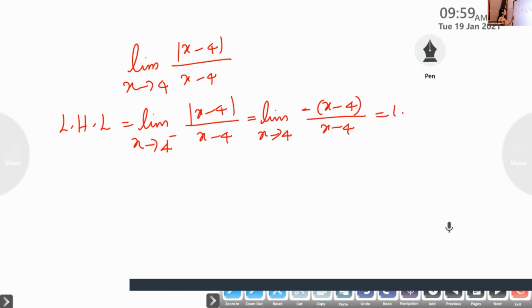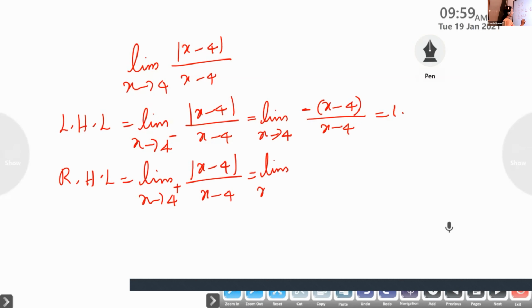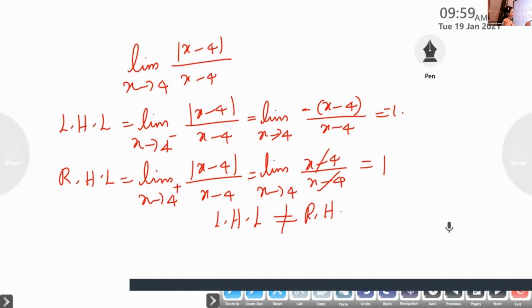Now take the right hand limit. What is the right hand limit? It is limit x tending to 4 plus of f of x. 4 plus means greater than 4. So for greater than 4, for example, if you take 4.1, 4.1 minus 4, it takes values greater than 0. So we'll get positive values only. So this will get cancelled. So this is minus 1, this is 1. Therefore the limit does not exist.